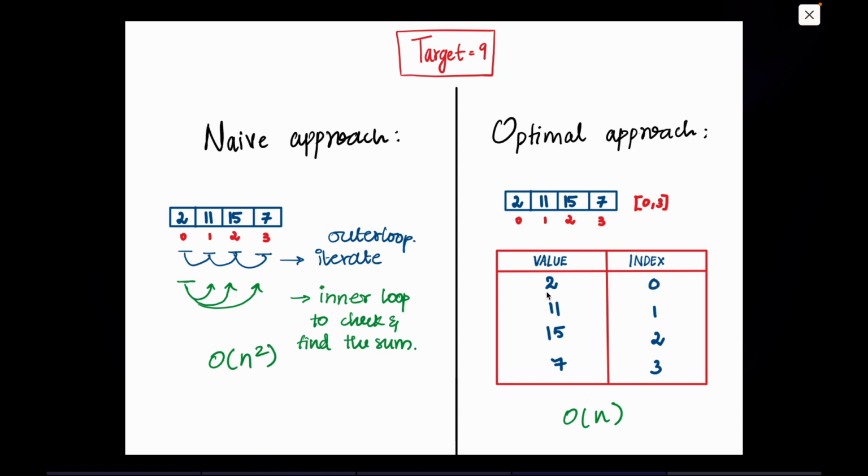As we are using only one for loop to iterate through the list, and the lookup for the dictionary is O of 1, this is the optimal solution for the two-sum problem. That is providing the solution with O of n time complexity.